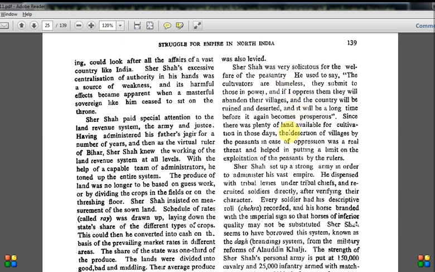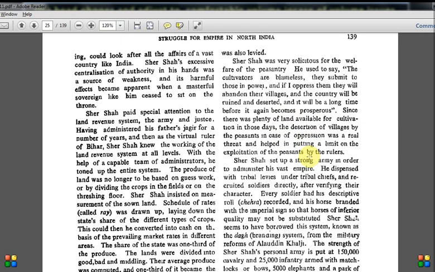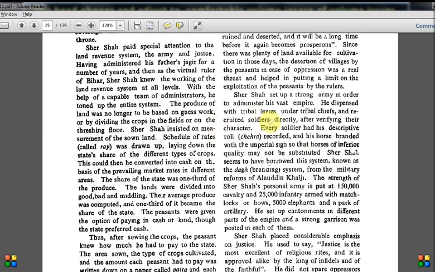Since there was plenty of land available for cultivation in those days, the desertion of villages by the peasants in case of oppression was a real threat, and helped in putting a limitation on exploitation of the peasants by the rulers. So it's taking good things only. And the cultivation was plenty, so if these people leave, it will be a bad thing. So Sher Shah took care of it.